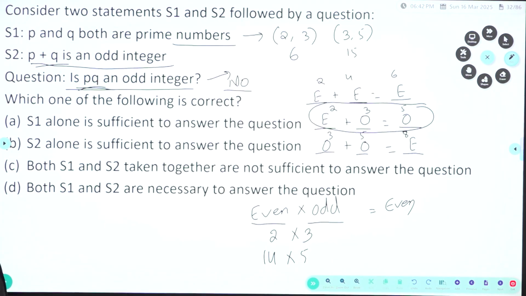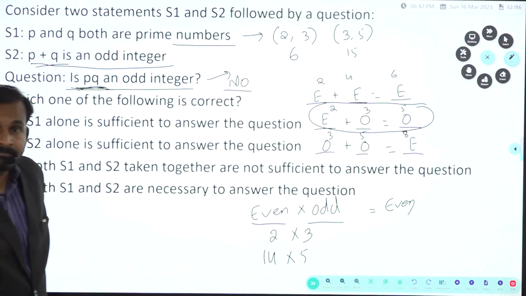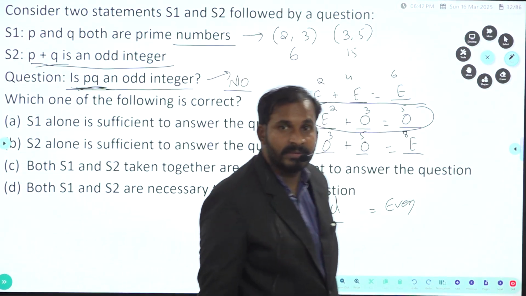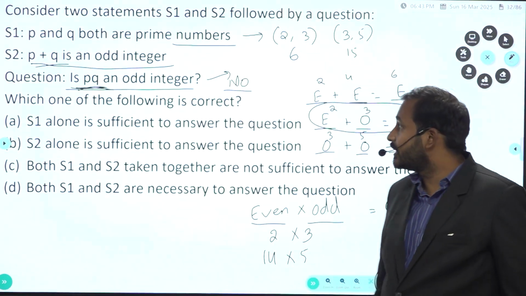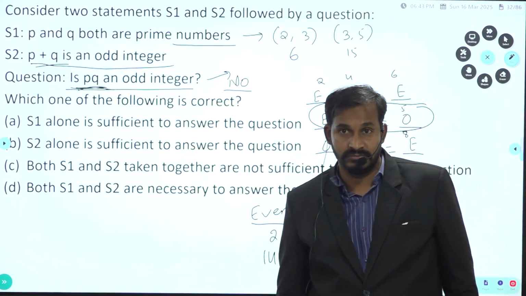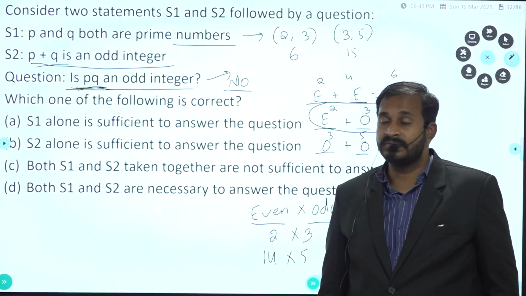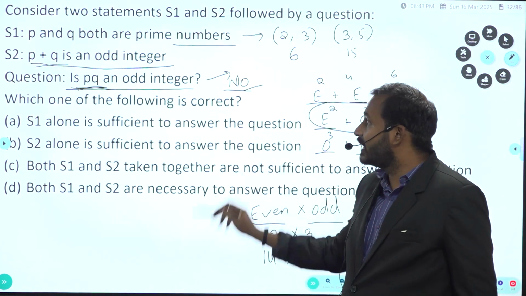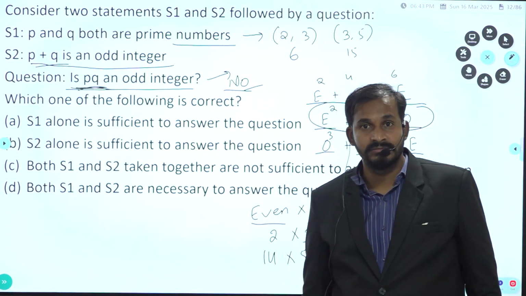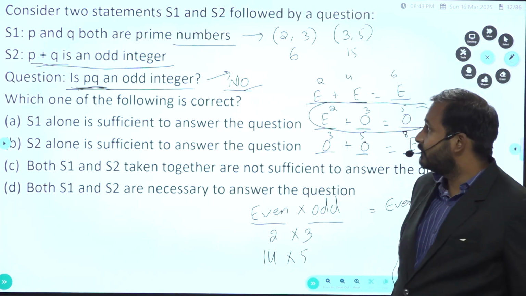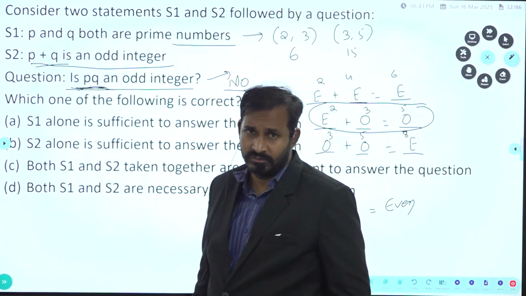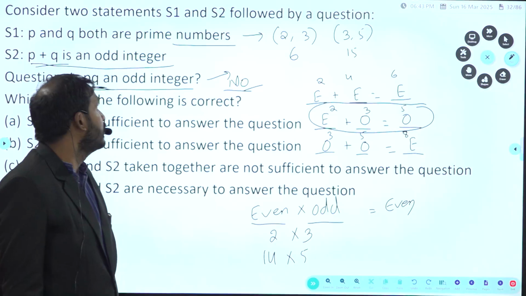So I can take any one value as 0. There is a chance, right? If I take one value as 0, then what will be my PQ? My PQ value becomes 0. Then also what will be my answer? No, right? Always no only. So if you take 0 also, PQ value is not an odd integer.